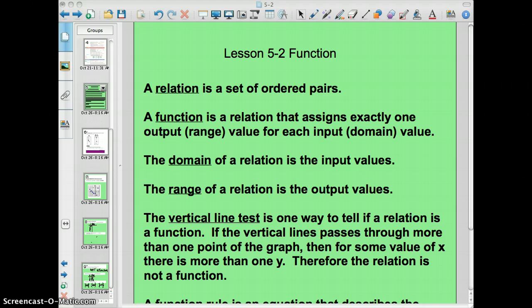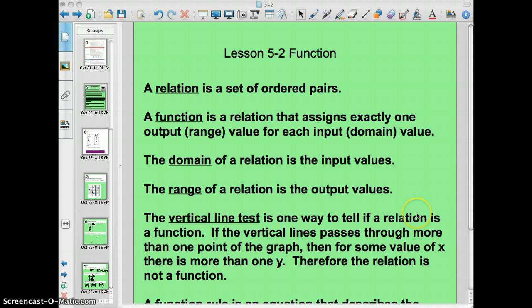A domain is the input value. So that's going to be your independent values, your x values, and the range are your output, your y value. So domain, range, input, output, x, y. Commit that to memory.